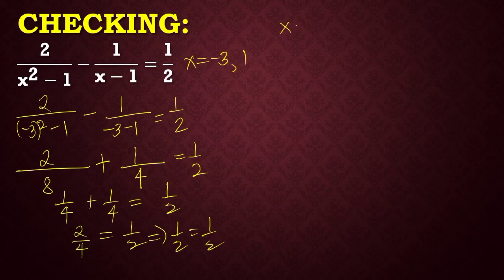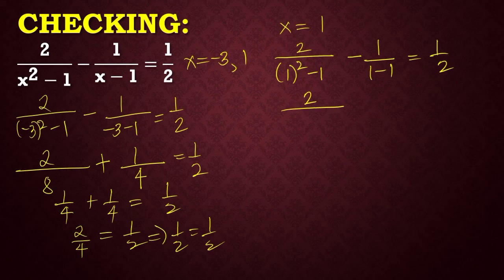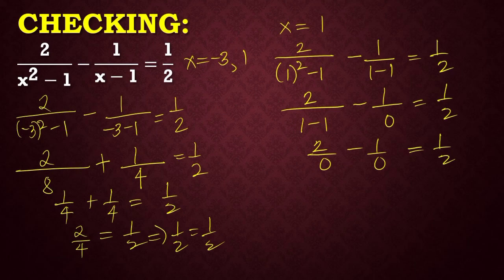So, x equals 1 naman, 2 over 1 squared minus 1 minus 1 over 1 minus 1 is equal to 1 half. Then 2 over 1 squared, that is 1. Then minus 1 minus 1, that is 0, equals 1 half. And then 1 minus 1 dito sa una, magiging 2 over 0 minus 1 over 0 is equal to 1 half. So, since ang ating mga denominators ng dalawa na to ay 0, therefore, x equals 1 is not a solution.